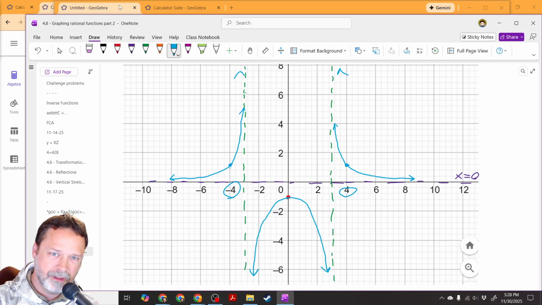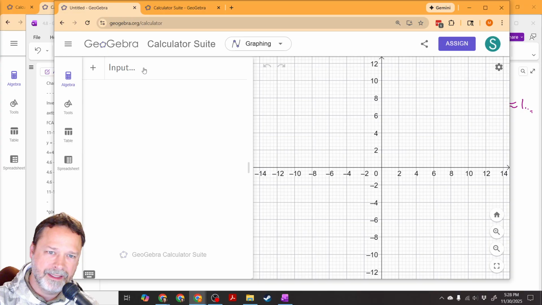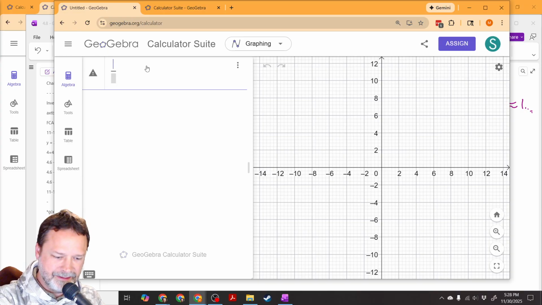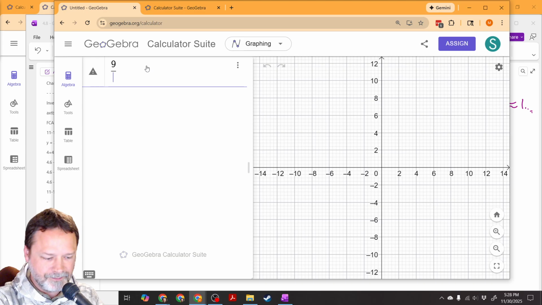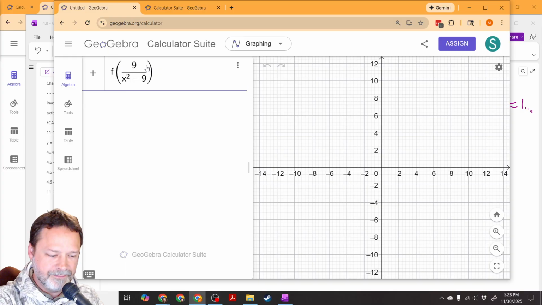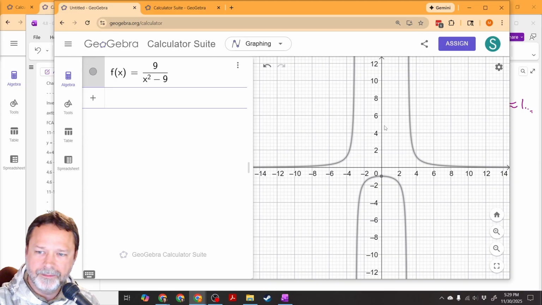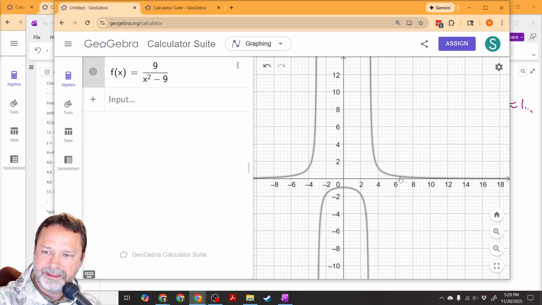And to be sure, we can double check our answers with GeoGebra like we normally do. And once again, what do we got? 9 over x squared minus 9. 9 over x squared minus 9. Let's give this a name. Let's call it F. There we go. And so, yeah, it's exactly what we thought.